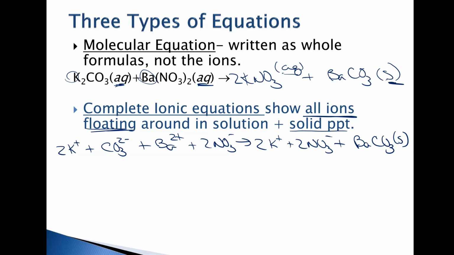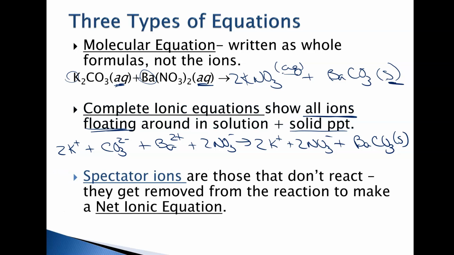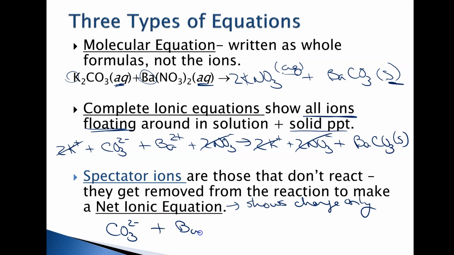That's your solid. Then, spectator ions, when you take them out, you get what's called the net ionic equation. What it does is it shows change only. Okay, so the only thing that changed is the phase or the state of matter for the barium and the carbonate. The K plus is exactly the same on both sides. The nitrate is exactly the same on both sides. They didn't do anything. They sat around and watched. The only thing that happened is you had carbonate and barium go from aqueous to form a solid. And that's a net ionic equation.